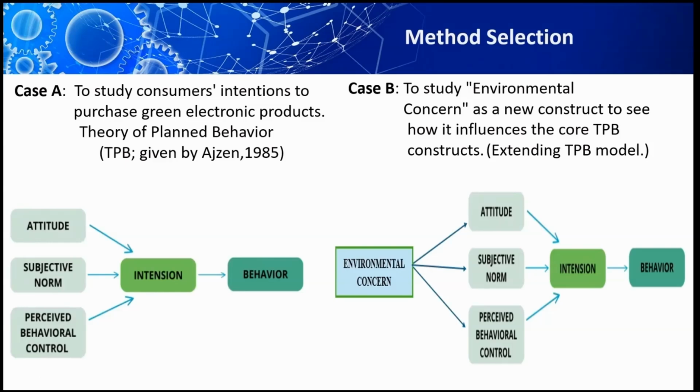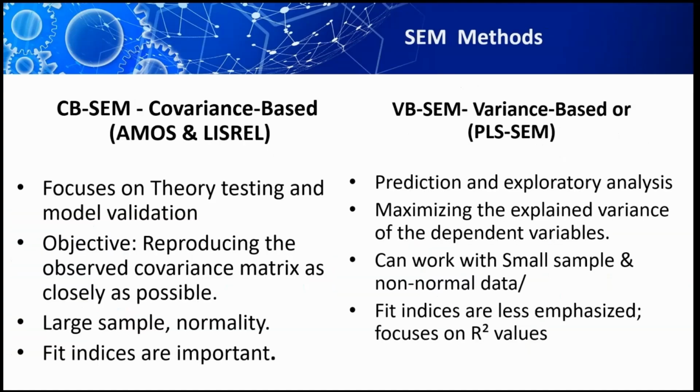Now I was feeling like, okay, the TPB model I know, but now I want to introduce something new in this one. I want to extend it. How am I going to extend it? I want to add one more variable, environmental concern, and I want to check, when I enter this environmental concern, whether it will impact the core constructs of TPB or not. So this is more about exploration and prediction. So it is good if you apply PLS-SEM here. So this is about the selection of what we can use when we have CB-SEM or VB-SEM.